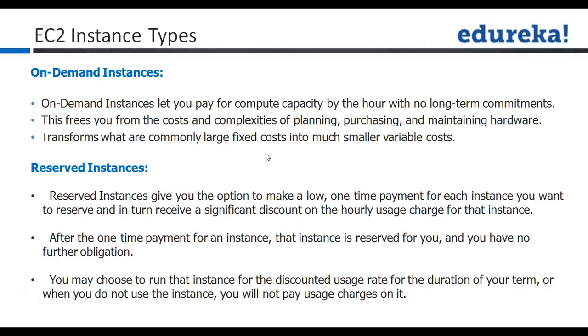General math says, if you are going to run for more than 2,500 hours in a year, you should go for a reserved instance. If you are going to run less than 2,500 hours, which means less than 2 to 2.5 months in a year, then you should go for on-demand. So if you are going to run more than 2.5 or 3 months, it's always recommended to use reserved instances.